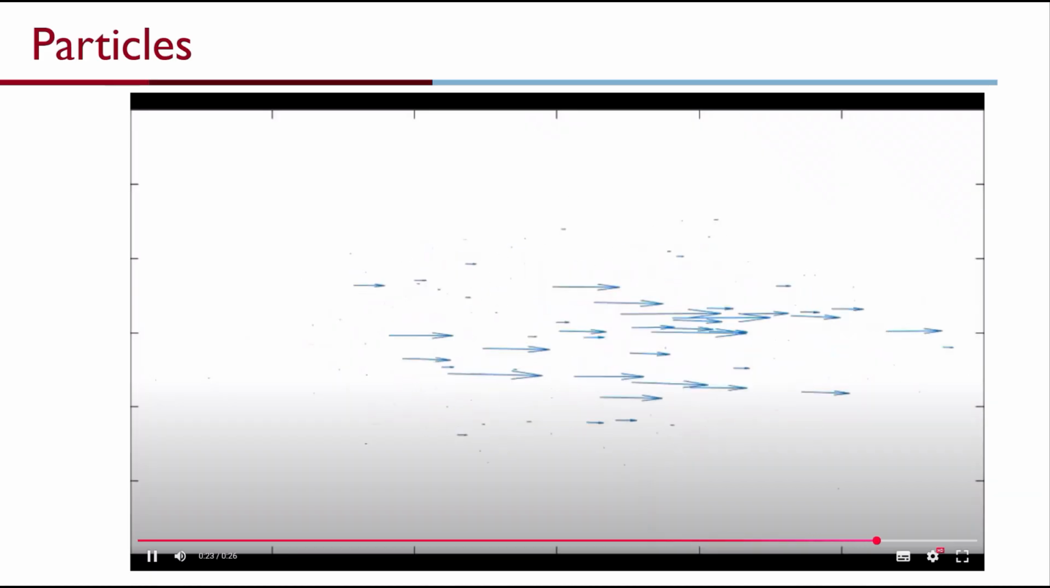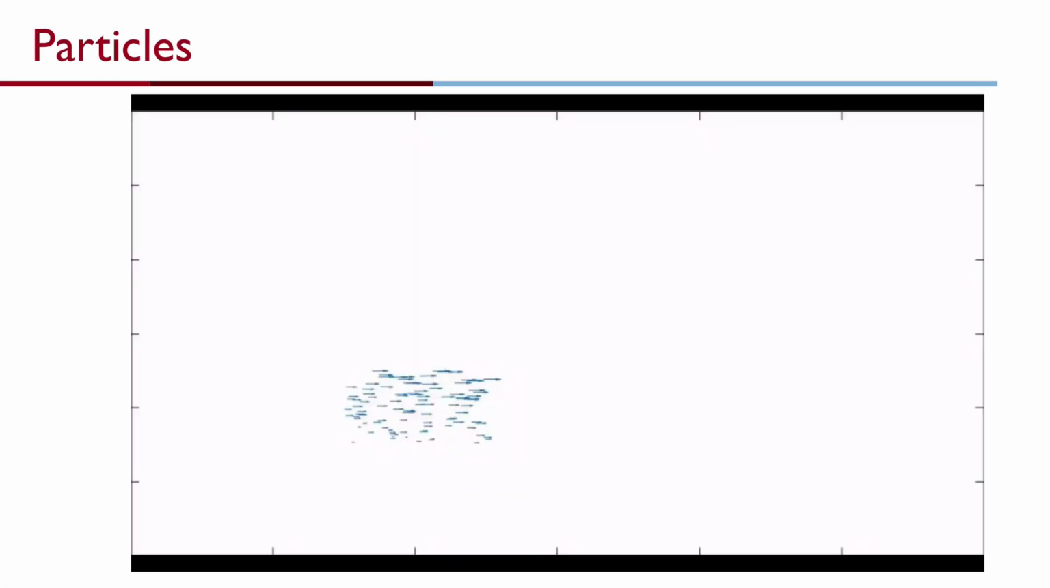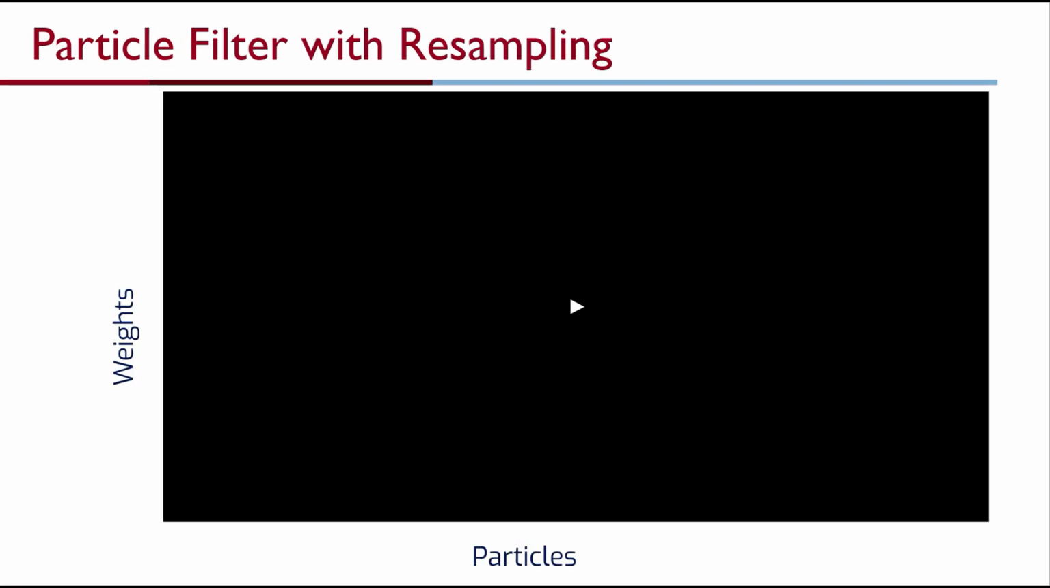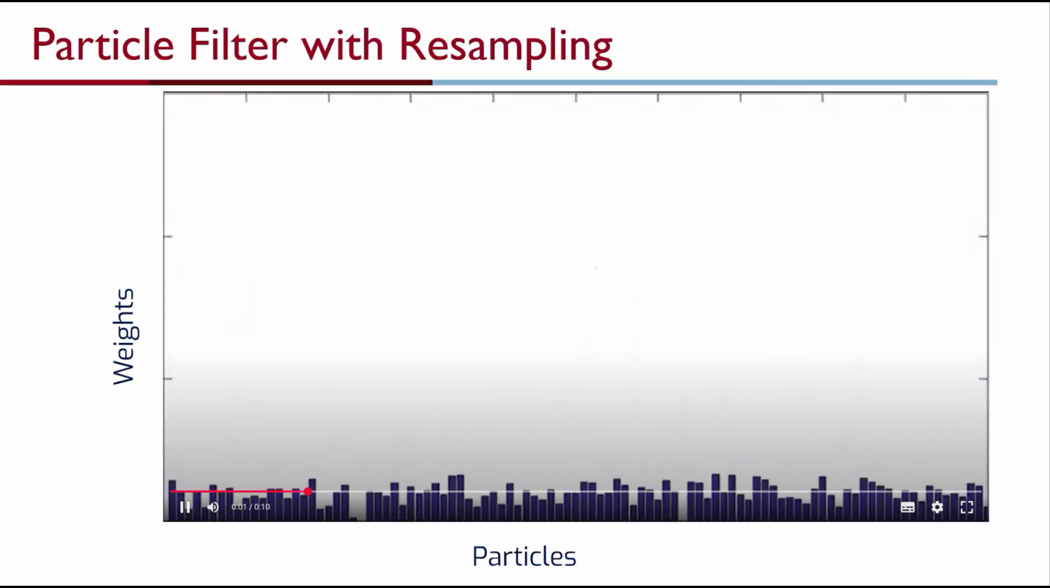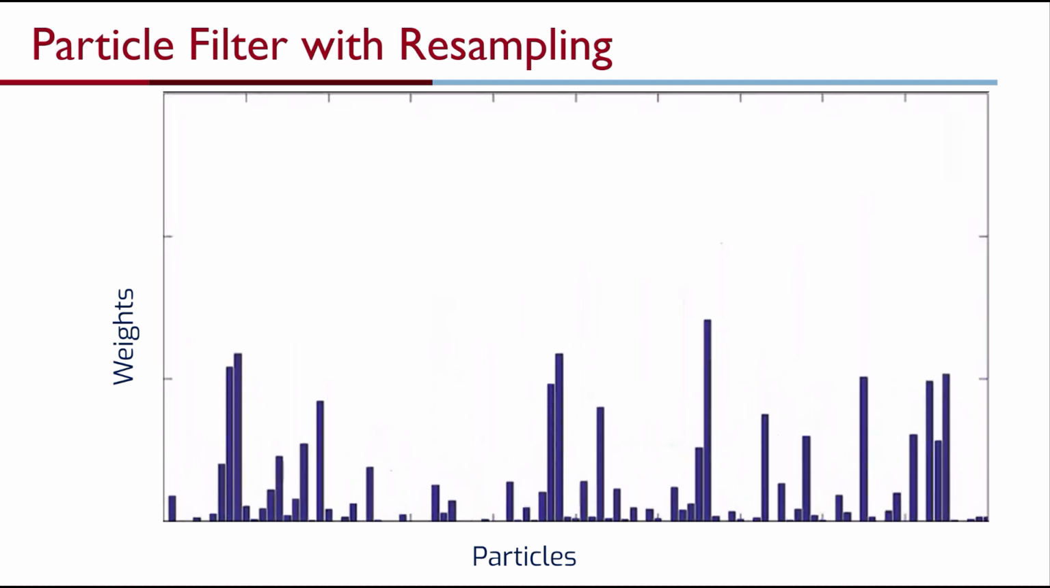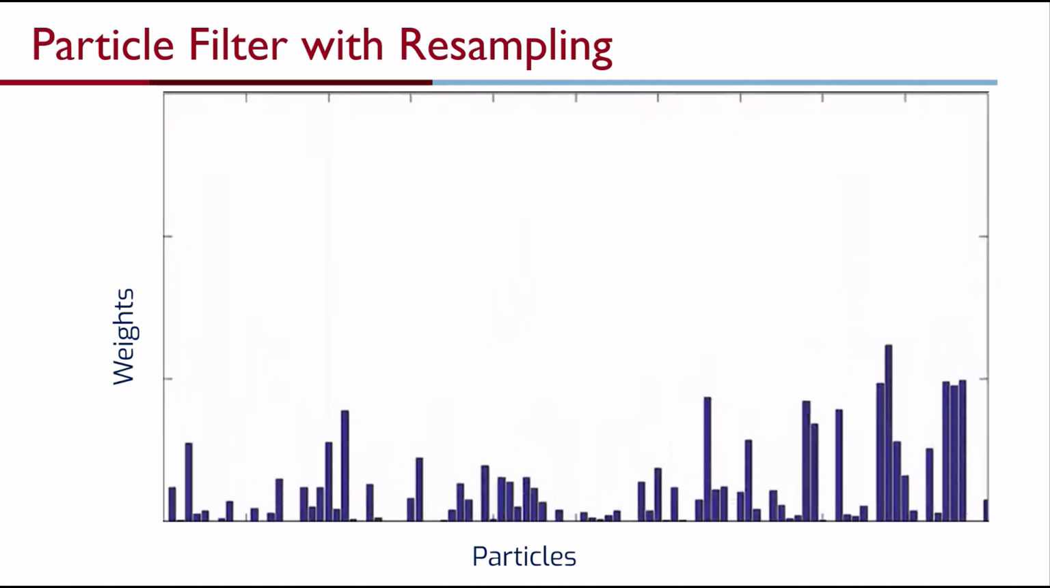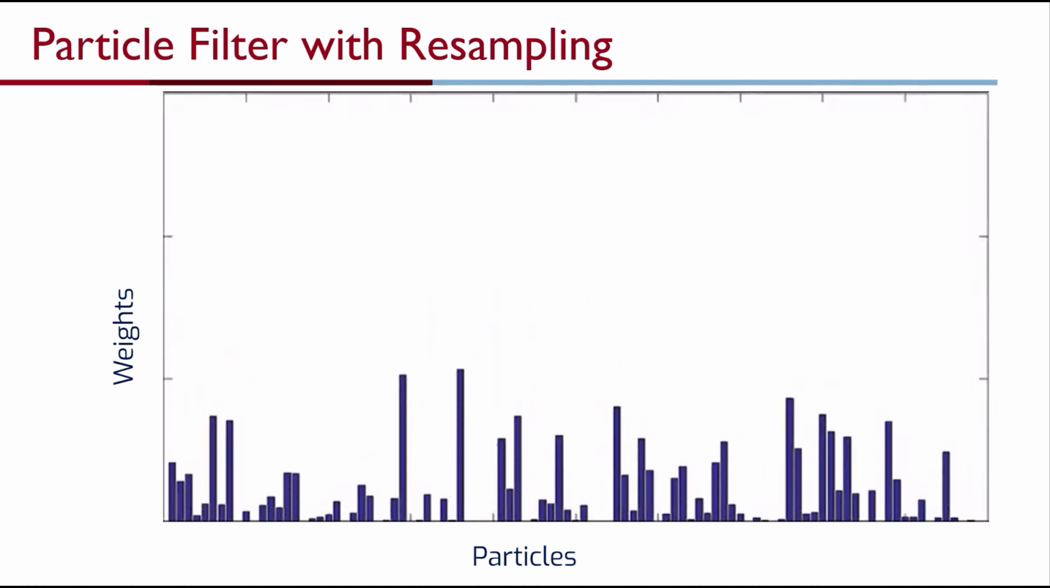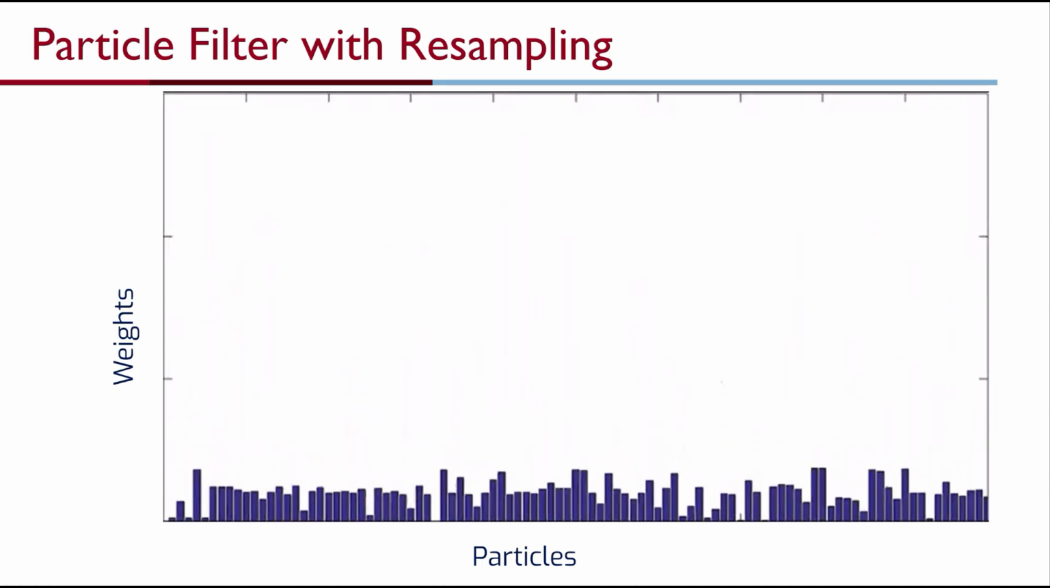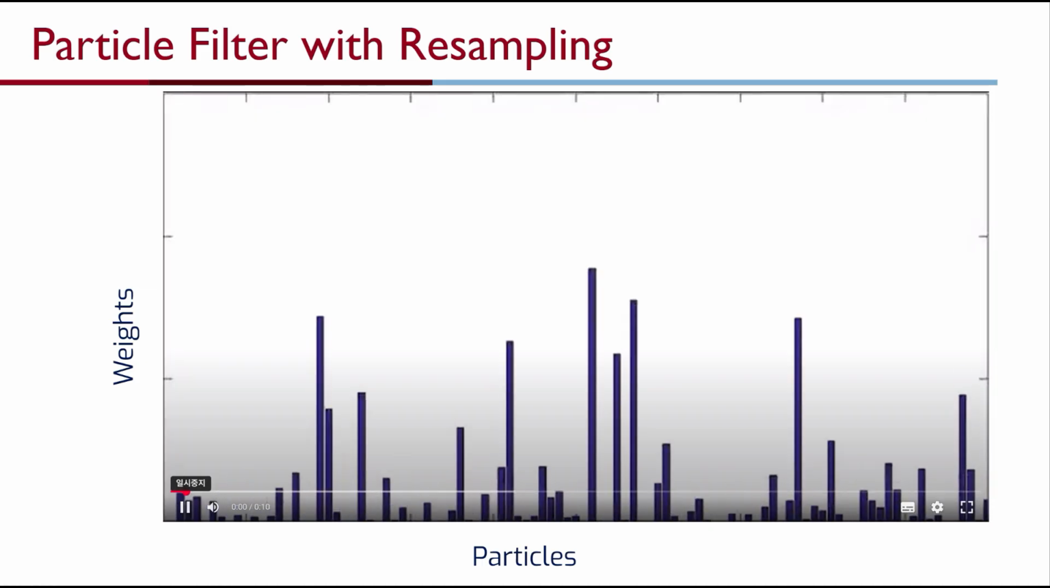After resampling, the large arrows generate many small arrows close to them, while particles far away almost disappear. This prevents any single hypothesis from dominating and maintains diversity. Please watch the video until it completes. After resampling, the particle versus weight graph resets. All particles start again with equal weight. This prevents the particle filter from collapsing into just a few dominant particles.